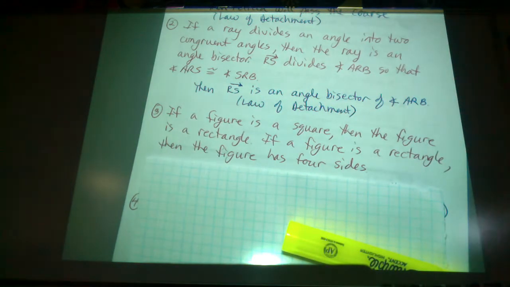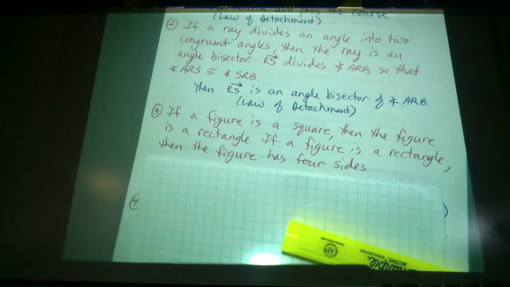If a figure is a square, then the figure is a rectangle. Full, conditional, or partial? Full. True or false? True. Squares are rectangles. If a figure is a rectangle, then the figure has four sides. Full, conditional, or partial? Full. So what law is it following?